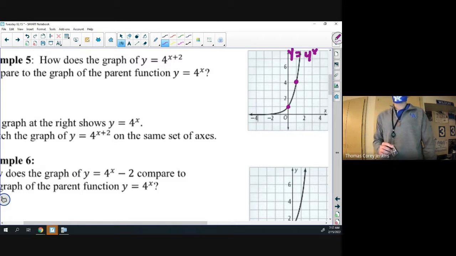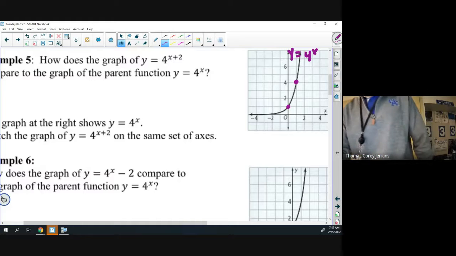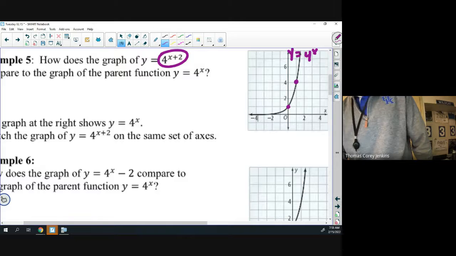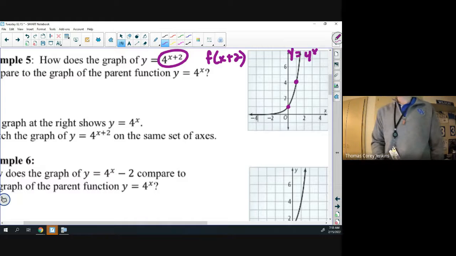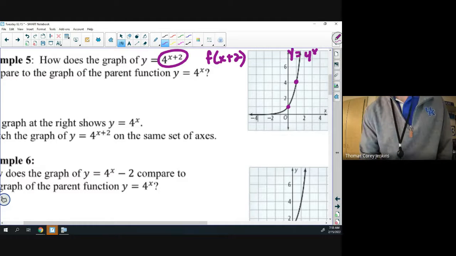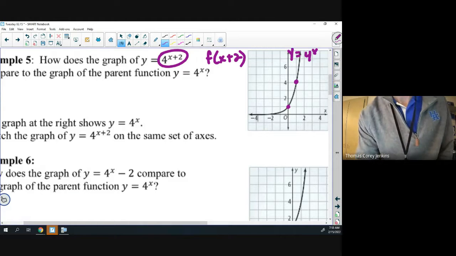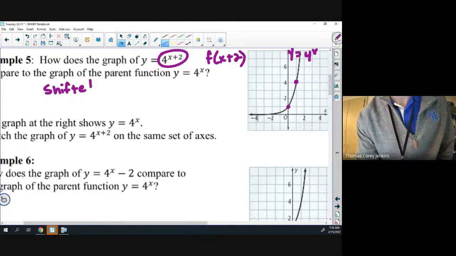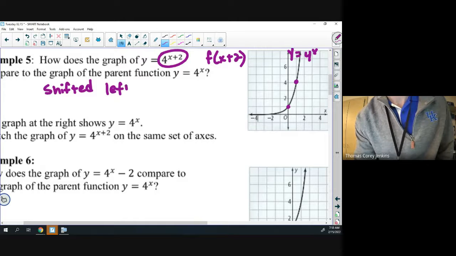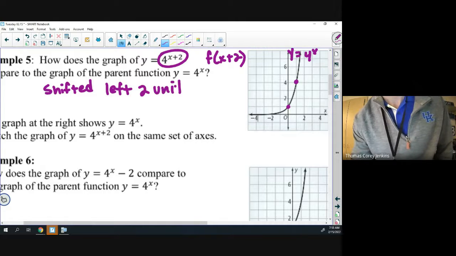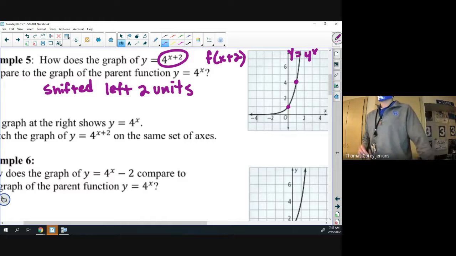And so how does this other one compare, right? This is of the form f of x plus 2, okay? And so that's a left or right. Remember, it's counterintuitive, the opposite of what you would think, so this would be left 2. So just say it shifted or translated left 2 units.